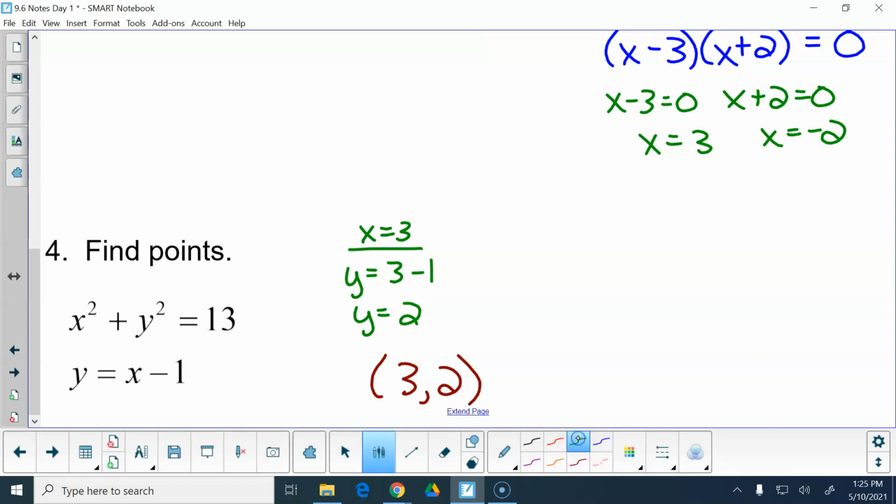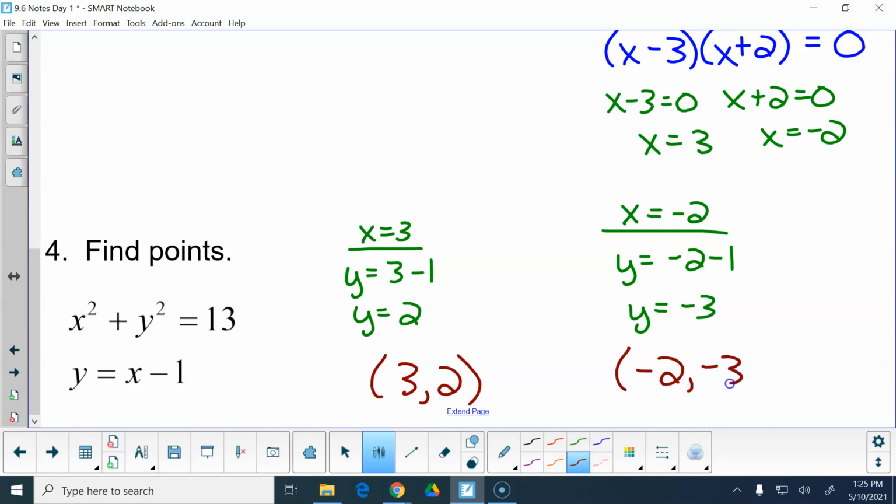Then I go over here and I say, well, now we got to do the same thing, but for x equals negative 2. So I say y equals negative 2 minus 1. Negative 2 minus 1 is negative 3. So y would be equal to negative 3. And this intersection point would be at negative 2, comma negative 3.